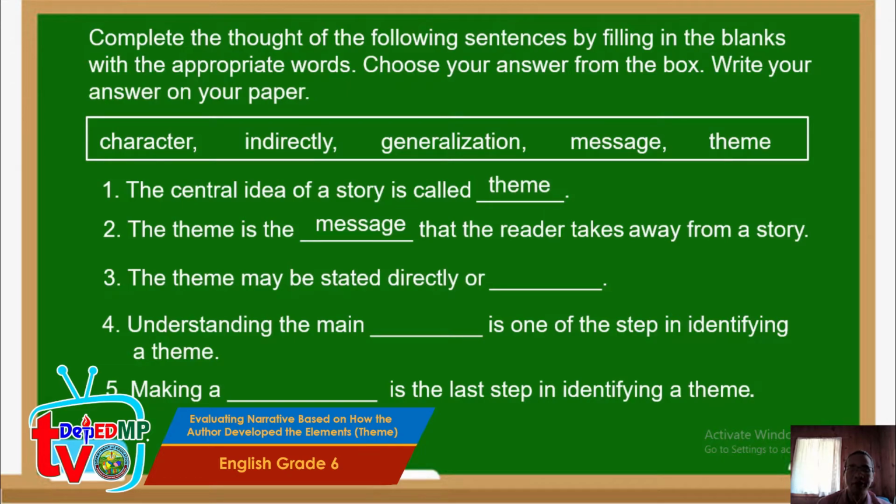Number 3. The theme may be stated directly or indirectly. Number 4. Understanding the main character is one of the steps in identifying a theme. What's your answer? Character. Number 5. Making a generalization is the last step in identifying a theme. Answer is generalization. Very good.